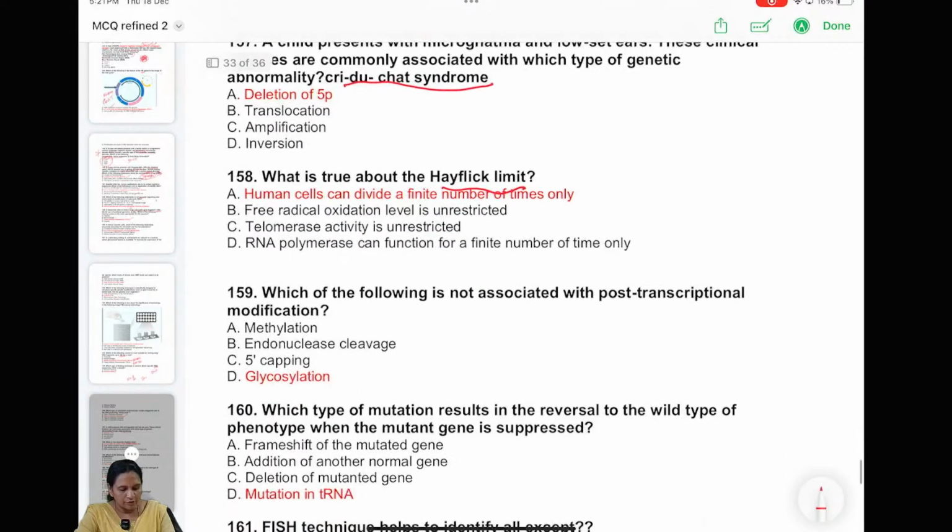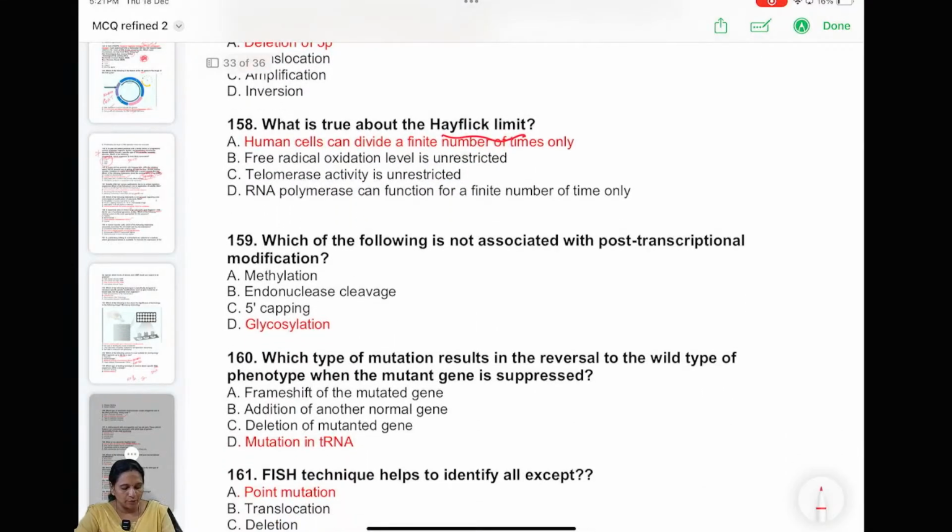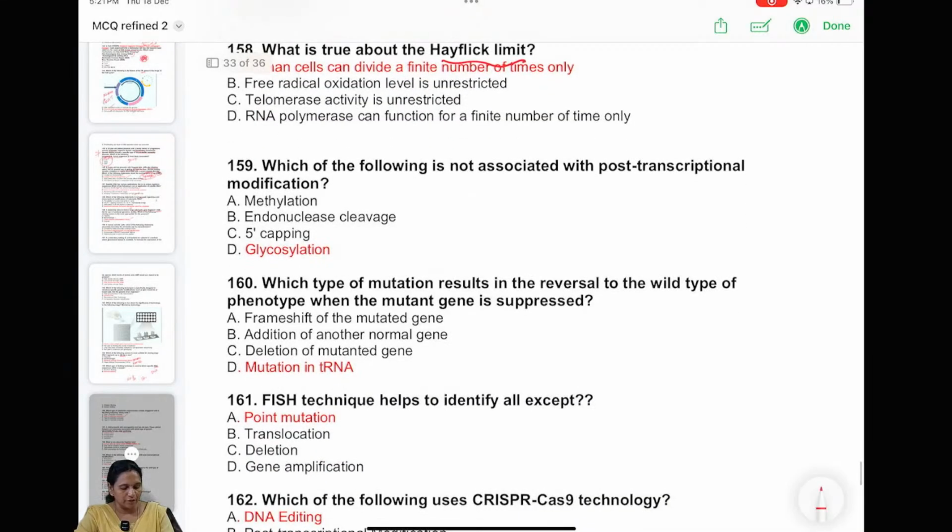Okay? Which of the following is not associated with post-transcriptional modification? I told you methylation and capping at the 5 prime end, and endonuclease activity cutting the introns and joining the exons. Glycosylation alone does not happen. Glycosylation is not at all linked with post-transcriptional modification. Which type of mutation results in reversal to wild type phenotype when the mutant gene is expressed? Mutation in tRNA. Only with a mutation in tRNA does it reverse to the wild type phenotype.